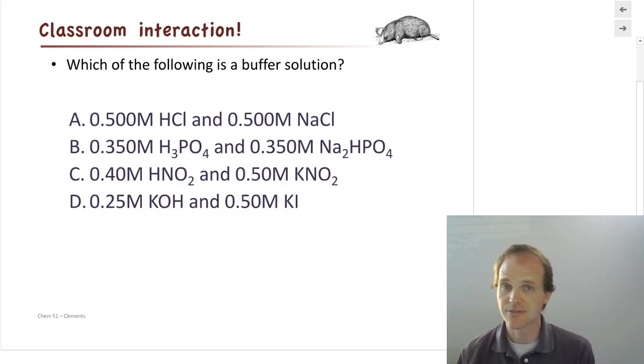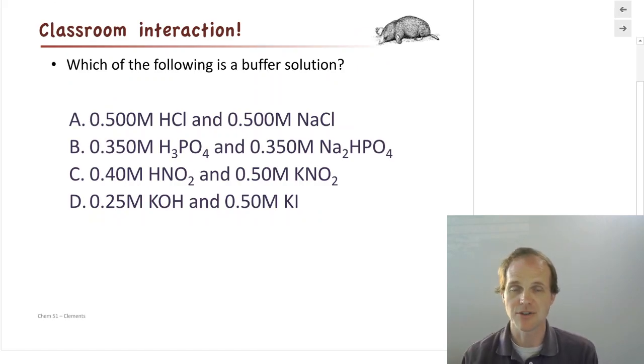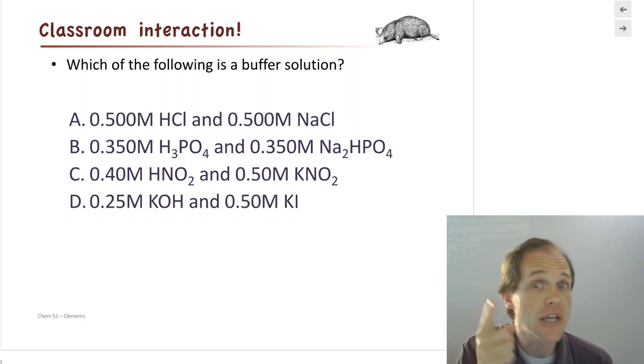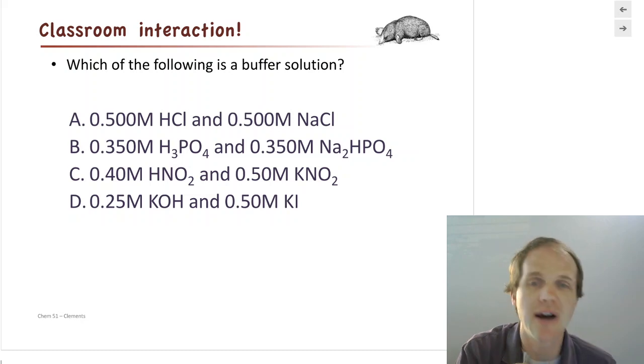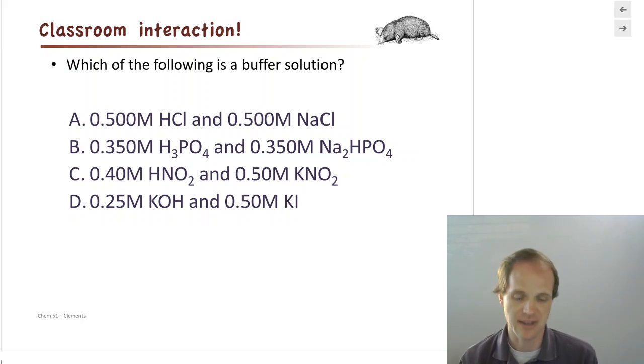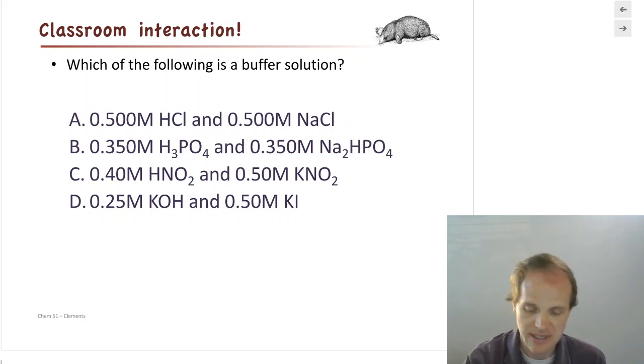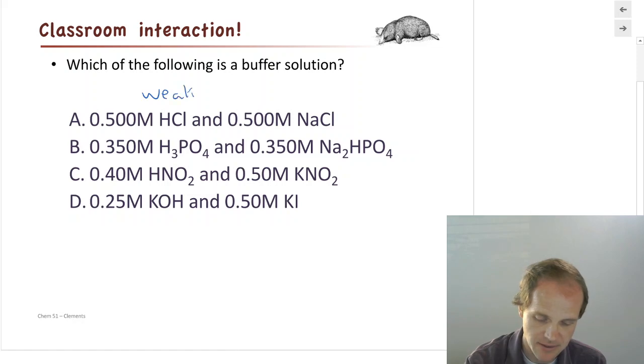So here's a question for you. Which of the following is a buffer? So you remember what we just said in the last slide, what was needed to form a buffer? And then you're going to look at this list and try to decide which one of these fits that description. All right, go. What do you think? Okay, what do we need? We need a weak acid and its conjugate.